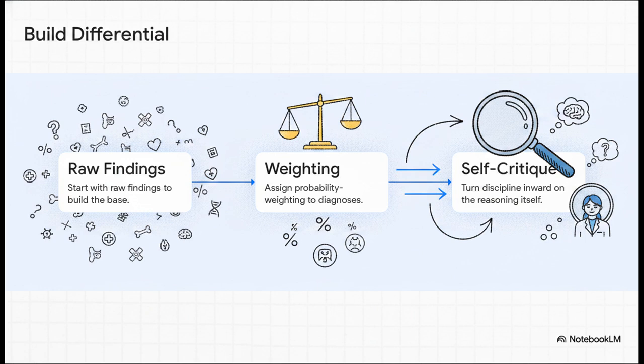The clinician literally turns the discipline inward on their own reasoning. Like, did they favor one diagnosis just because they saw a similar case yesterday? Actually, that's called anchoring bias. This step molds raw instinct into a highly rigorous, stress-tested differential.